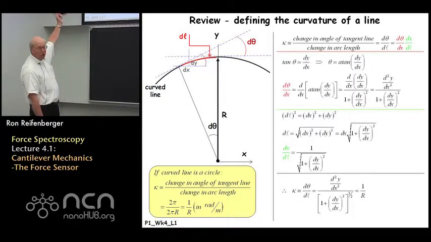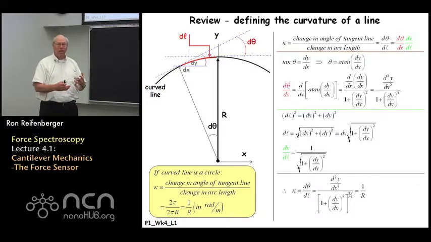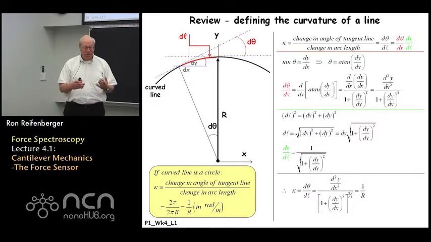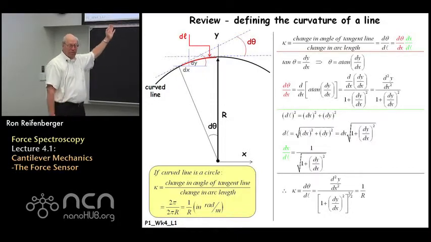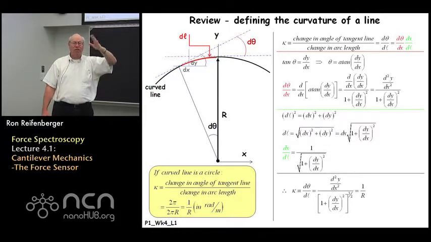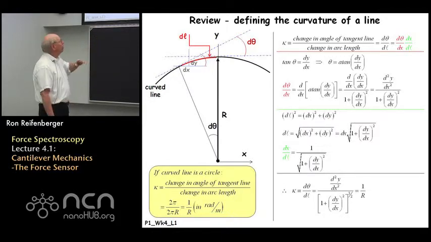If you just consider an arbitrarily shaped curved line, the question is, how do you define the radius of curvature of that line? And so you need a definition. The radius of curvature is really the change in the angle of a tangent line drawn to the line of interest divided by the change in the arc length of that line.